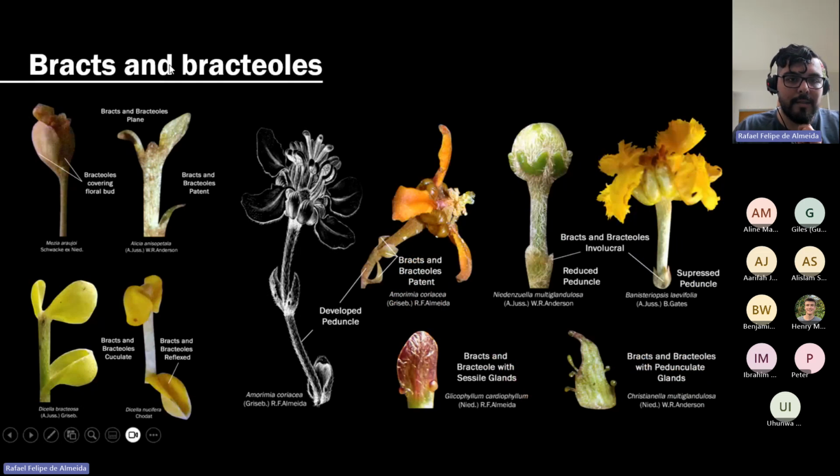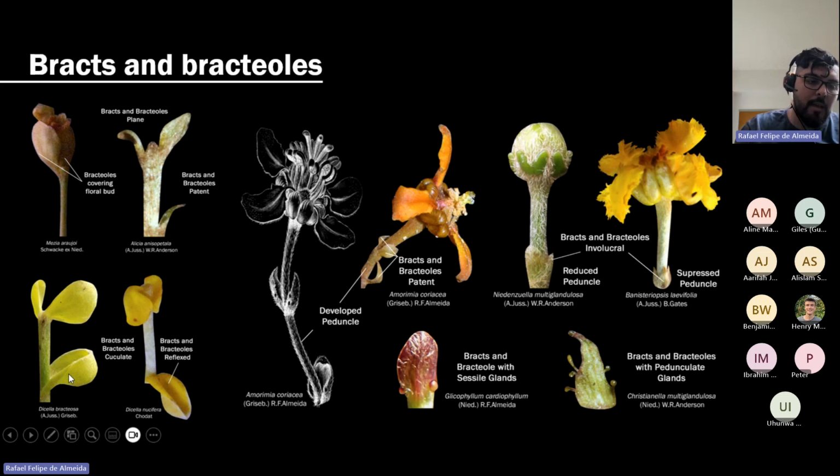So regarding bracts and bracteals in this one-flowered cincinnus of Malpighiaceae, we can have different shapes, different postures, and we can have or not the presence of glands. Here, for example, we can have the bracteals covering the entire flower bud and a very reduced pedicel, or here we can have the bracts and bracteals patent, so they are a little bit spreading from the peduncle, or they can also be spreading but with a different shape.